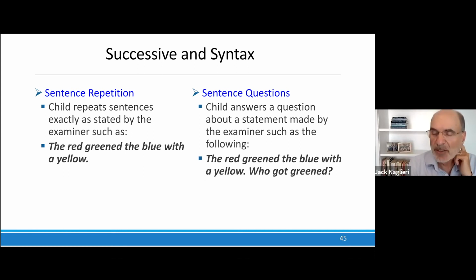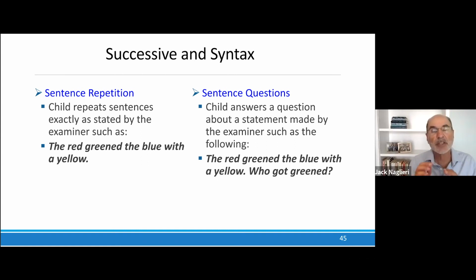But for the older kids, we say the same sentence, but then we ask them a question. The red, green, the blue, with the yellow, who got greened? And the kids laugh and they think it's really a riot, but what we're really doing is getting at the syntax of the statement. And to answer the question, you have to understand the sequence.